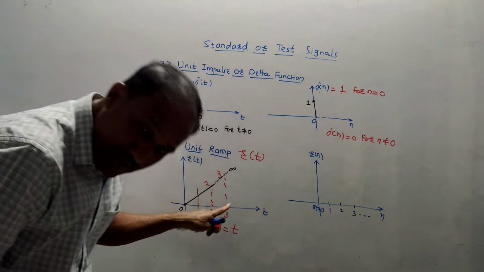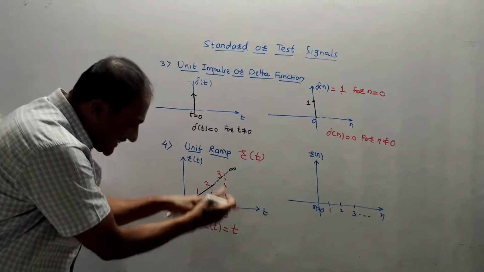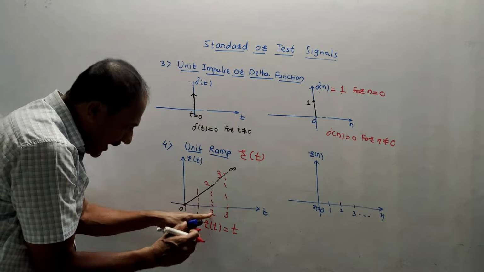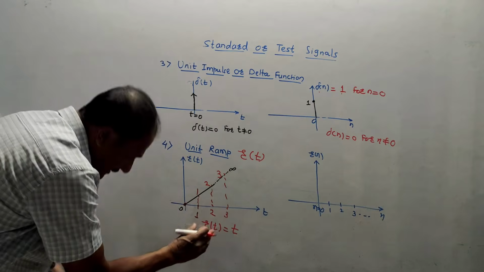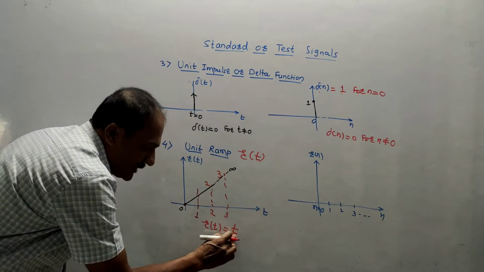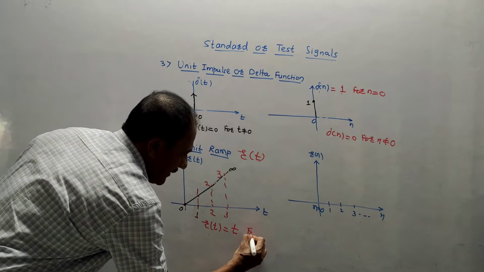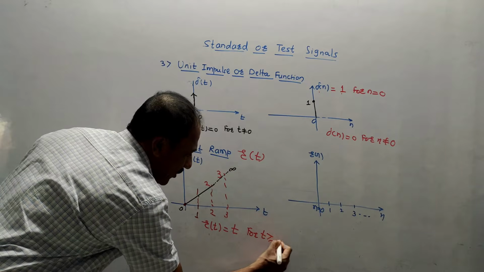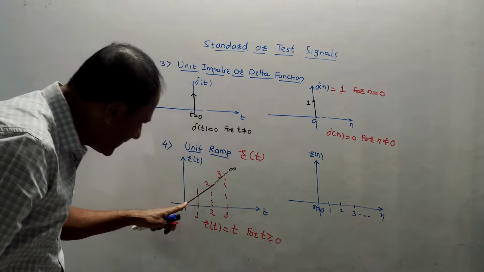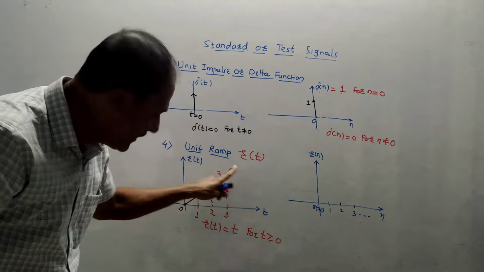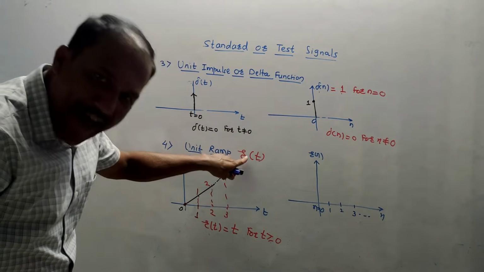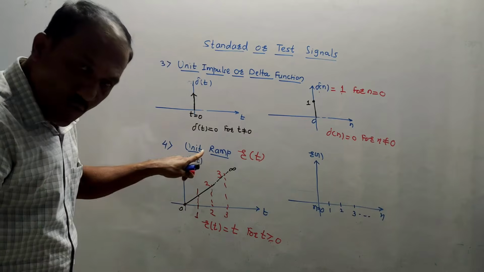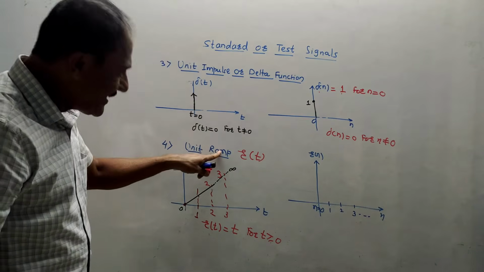Whatever value of t is there, that is the same as the amplitude. So at t equals 2, amplitude is 2. At t equals 3, amplitude is 3. That means R of t is equal to t for t greater than or equal to 0, because the signal is present only on the positive side, that means from 0 to infinity. It is known as the unit ramp. Unit means 1, its slope is 1, and it is a ramp signal.